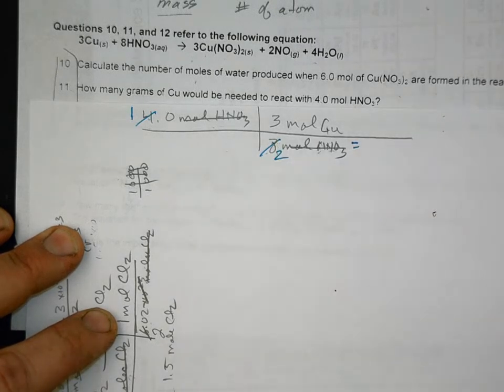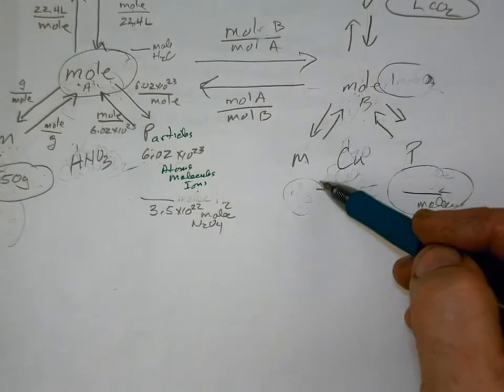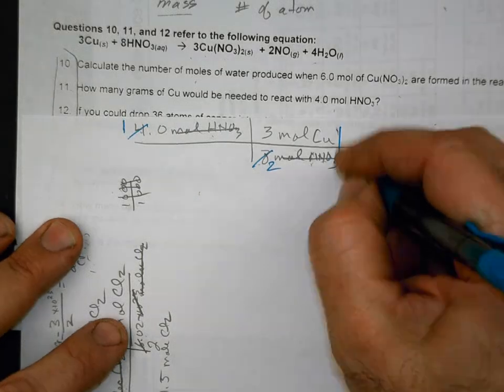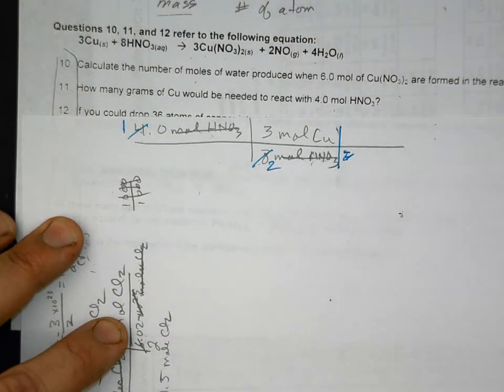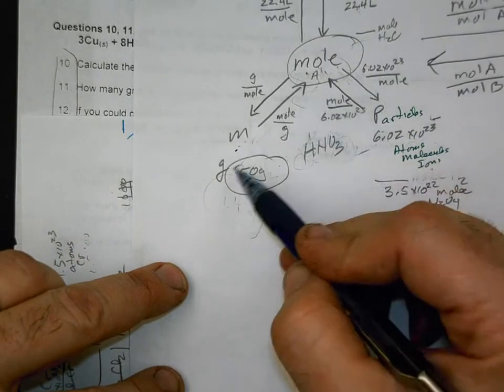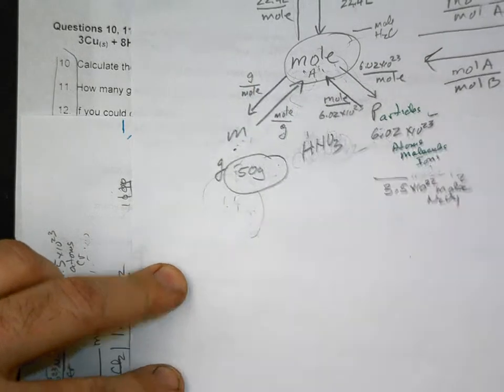Oh, wait, we're not done yet, though, are we? Oh, see, I almost made a mistake. Okay, cool, because we want grams. So, okay, we're not quite ready to do the equal. So now we need to convert this back from moles down to grams, and we do that by taking the molar mass.